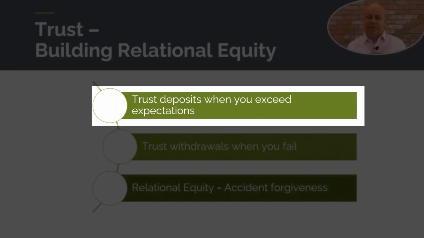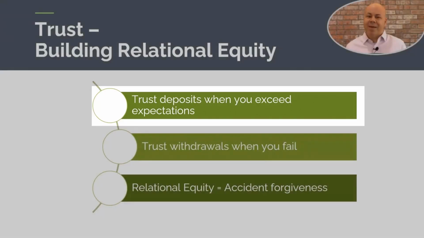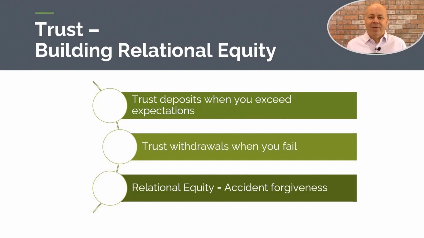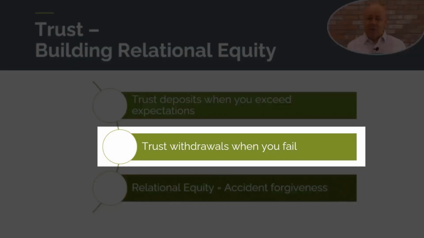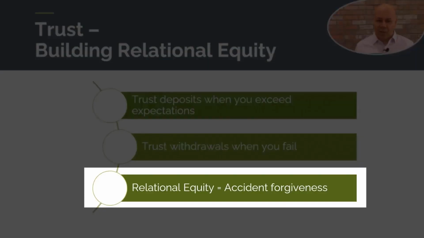So every time we exceed an expectation, we make a trust deposit, and every time we fail and we miss the expectations, we're taking a trust withdrawal. So the idea is over time, we have made more trust deposits into this relationship than we've taken out in trust withdrawals. And what that gives us is this relational equity, or you could think of it as accident forgiveness.